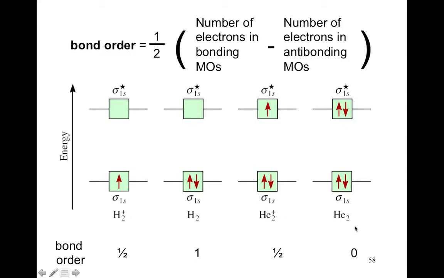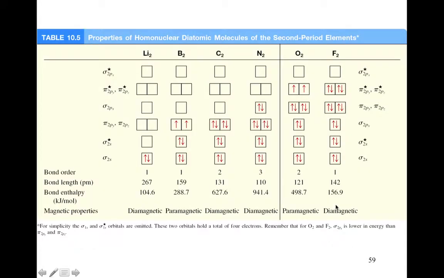Here, helium 2, we're looking at 2 minus 2 is 0. 1 half times 0 is 0. Probably not going to form molecular orbitals. And helium doesn't, of course. And so then here's our kind of showing you the order in which they're filled and some representative elements here.